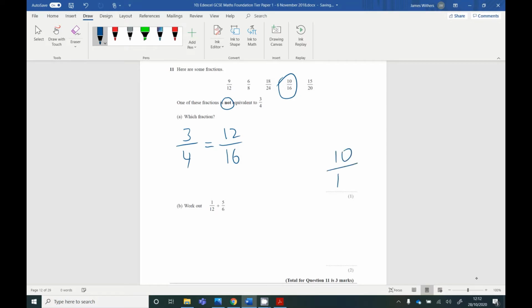So which of these is not an equivalent fraction to 3/4? It's 10/16. Now for part B, we need to have a common denominator, the same number on the bottom. One way to find a common denominator is just to multiply the 2 bottom numbers together. 12 sixes are 72, and you could go down that route, but you'll have to remember to fully simplify at the end. It's a lot quicker if you spot that both of these numbers go into 12. So 1 over 12 can stay as 1 over 12, and 5 over 6, well, we're just multiplying top and bottom by 2. So that's 10/12, and when we add that together, we get 11/12.